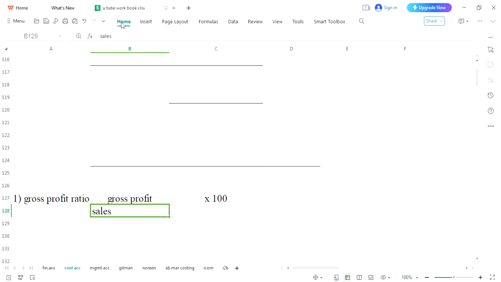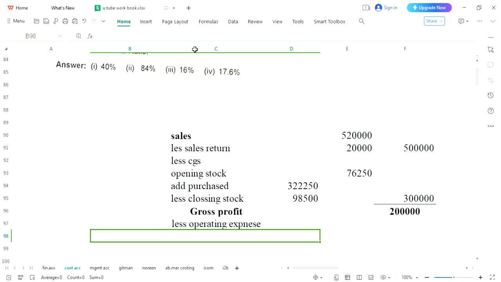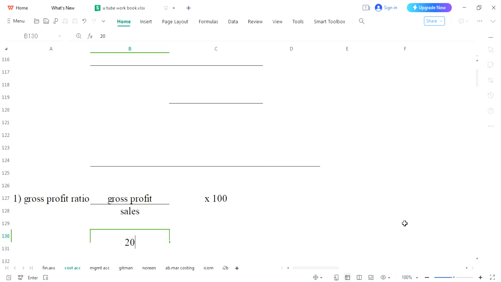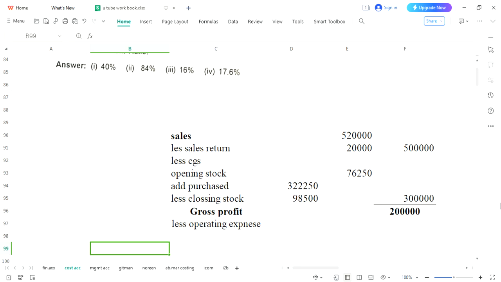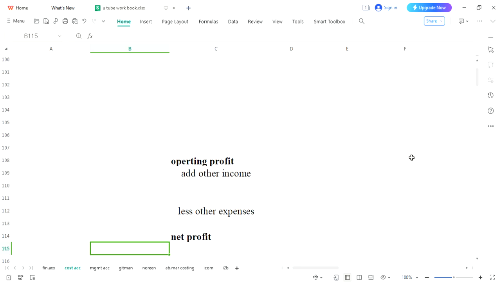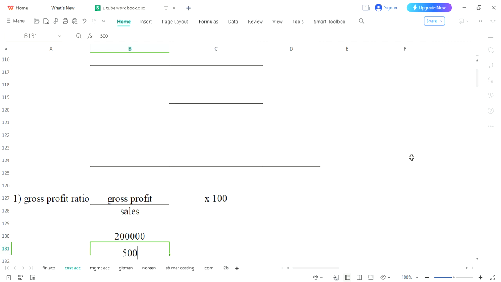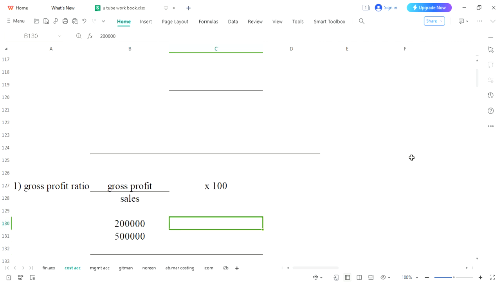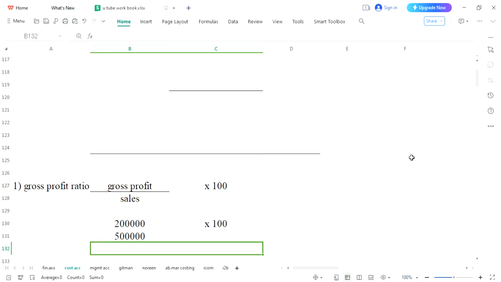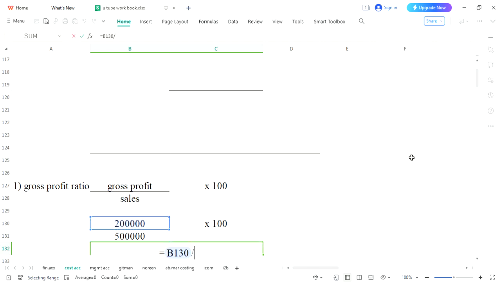At this stage gross profit has already been calculated. Sales is also mentioned. Here you can see gross profit is 2 lakh. So just put 2 lakh, and net credit sales also been calculated. This is 5 lakh. So just put 5 lakh in place of sales, and then the answer would be multiplied with 100. We are now open to calculate it. Gross profit 2 lakh divided by sales 5 lakh, and then you will multiply it with 100.